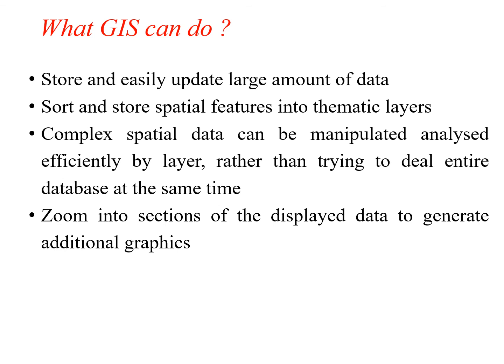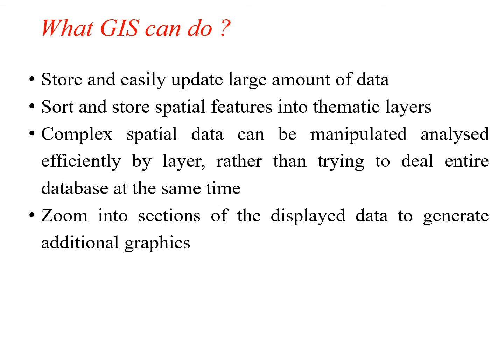What can GIS do? Basically GIS can store and easily update large amounts of data. It can sort and store the spatial features. Spatial is nothing but what we are going to see, spatial and non-spatial forms of data. So spatial features into thematic layers. What are thematic layers? Thematic comes from the word themes. So here there are different layers, and all the layers have different sets of information.